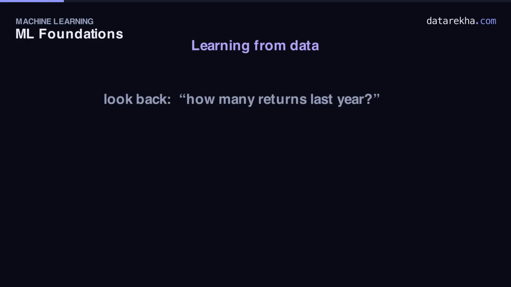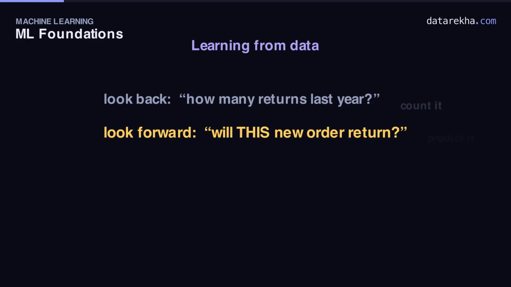Imagine you run a small online shop. For every past order, you've recorded a few things: the city, the number of items, how the customer paid. Ask how many orders came back last year, and a database simply counts them. That answer is already stored. But now ask a sharper question: will this brand new order be returned? Nobody wrote that answer down. It has to be predicted from the patterns hiding in everything that came before. Learning to make that prediction is the whole of machine learning.